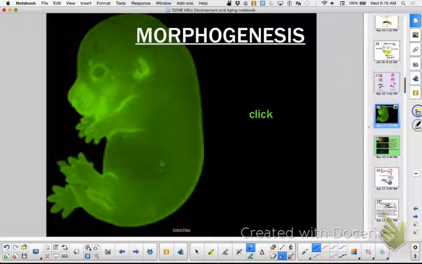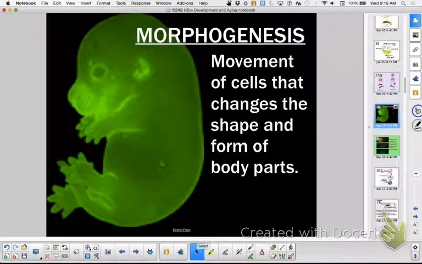All right. So, could Blue tell Slate what morphogenesis is? Read the definitions and then put it in your outline. Cells in the sacred form of the body parts. Okay, so basically it's like cells move around and they change the body. That's pretty cool.